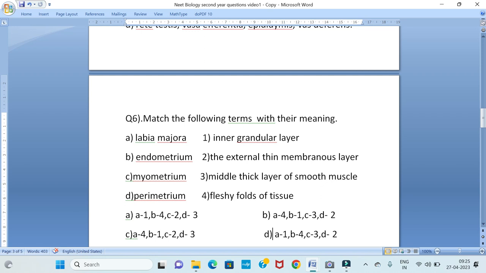Match the following terms with their meanings. A, B, C, D with 1, 2, 3, 4.